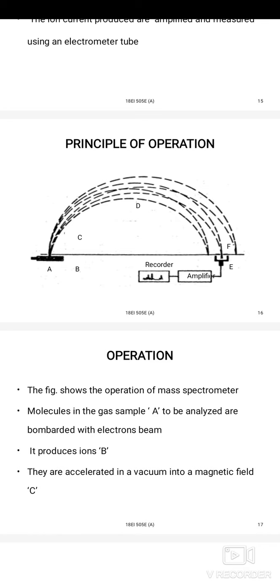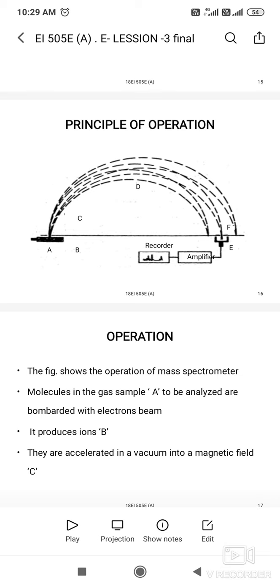where lower, that means lighter weight masses, are deflected on a higher path, whereas high mass sample ions are deflected on a shorter path.